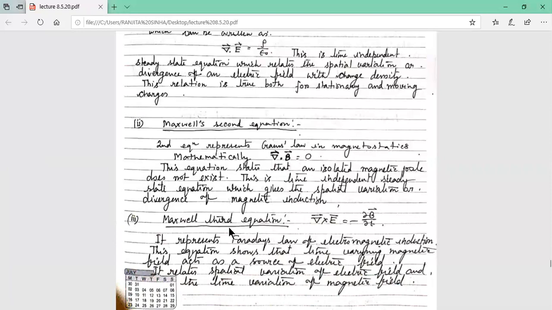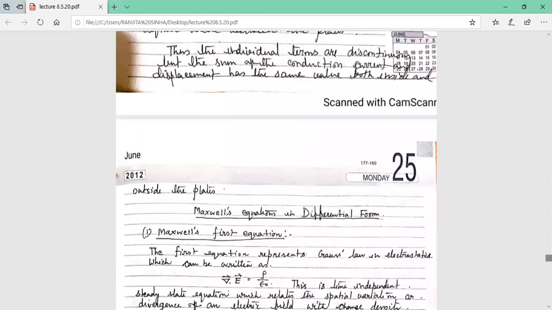Now the third equation is curl of E equal to minus del B by del t. This is Faraday's law of electromagnetic induction. We have described Faraday's law in integral form and differential form. What we are describing here is the Maxwell equations in differential form, so we write the differential form of Gauss's law. When we write the Maxwell equations in integral form, we will write the integral form of Gauss's law, which we have already discussed.